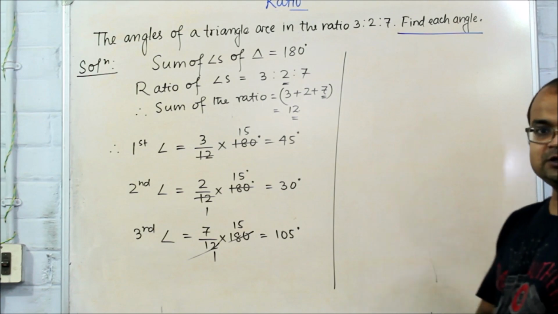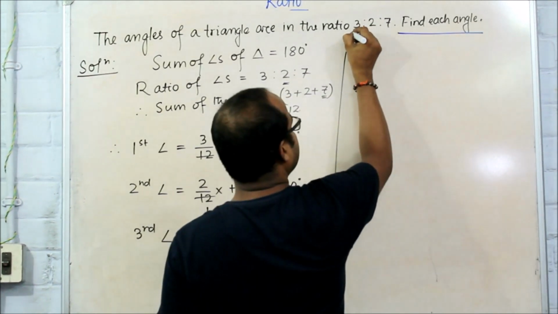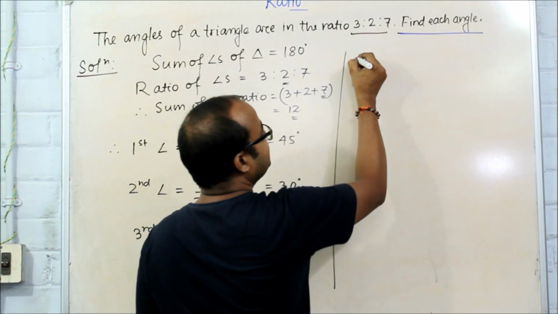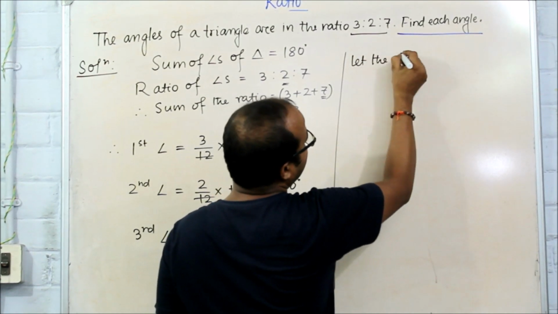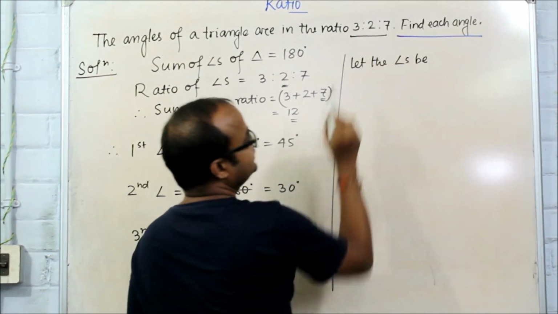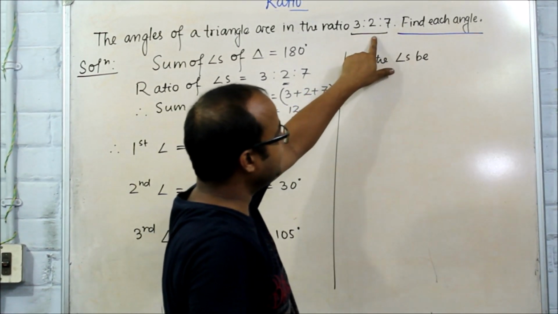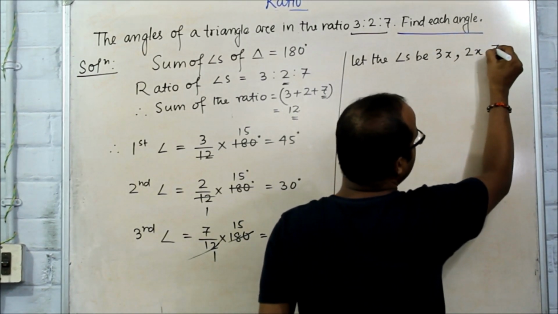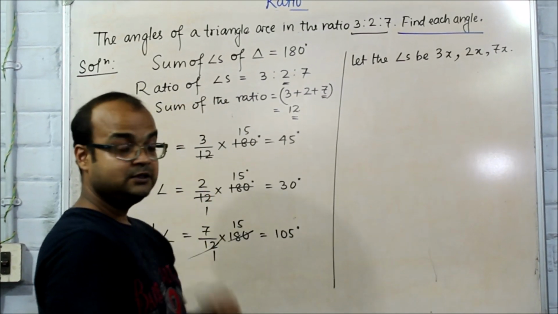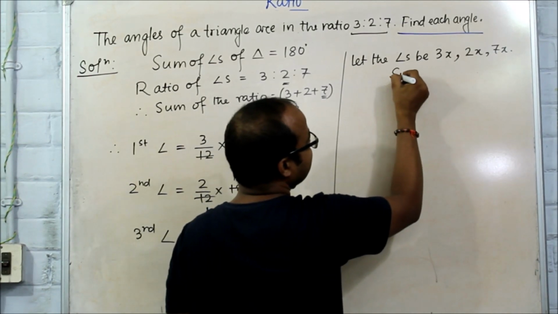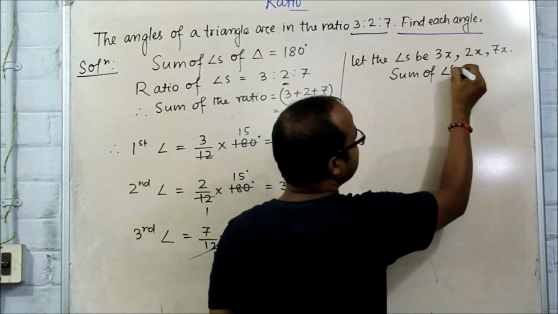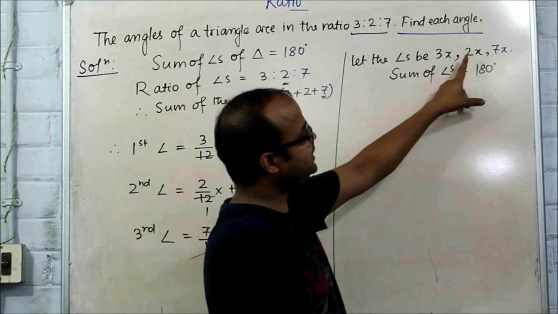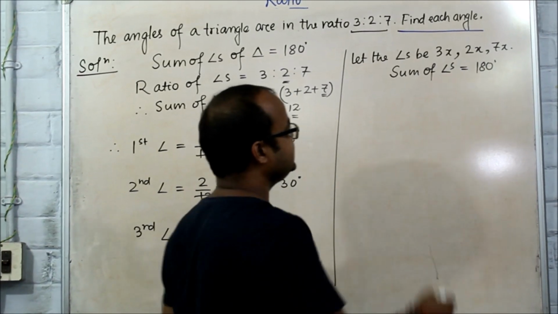So another method is using the variable x. The ratio is given as 3:2:7. So we write, let the angles be 3x, 2x and 7x. Clear? And the sum of the angles is equal to 180 degrees. That means 3x plus 2x plus 7x is equal to 180 degrees.